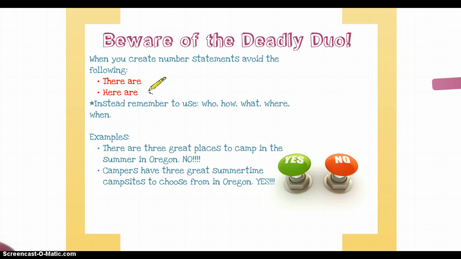It's just something that people tend to write over and over and over again, and we want you to try and use something else. So, an example here: "There are 3 great places to camp in the summer in Oregon." That's starting with "there are." So how can we change it? Take the "there are" off and see if you can make the sentence better. So the example says, "Campers have 3 great summertime campsites to choose from in Oregon." That is much more preferable than starting with "there are" or "here are." So please be careful about that in the future.